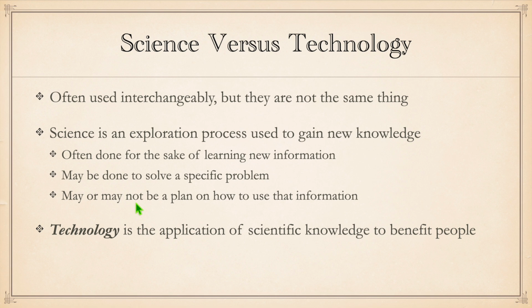But there may or may not be a plan on how to use that information once you have it. Once you gain this new knowledge, there doesn't have to be a plan for what to do with it. You can just learn something for the sake of knowing that it exists or that something works a certain way. Now, technology is the application of scientific knowledge to benefit people. So here you're usually making products or something like that. You're doing something with that knowledge to help benefit people.